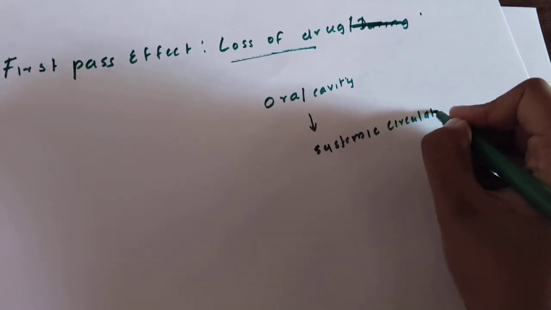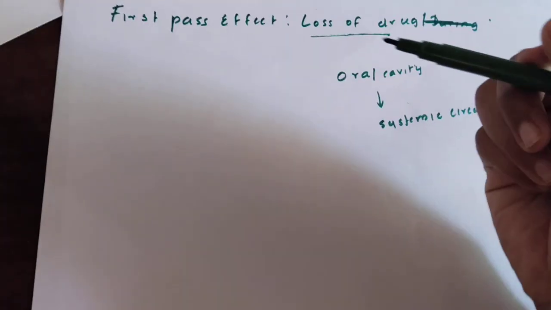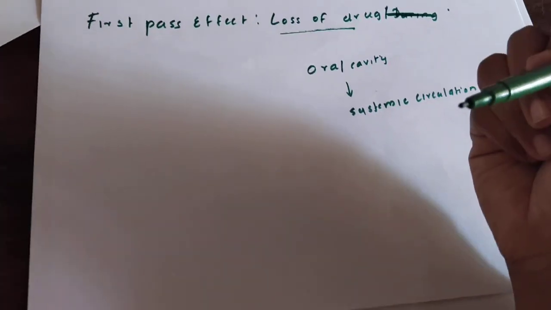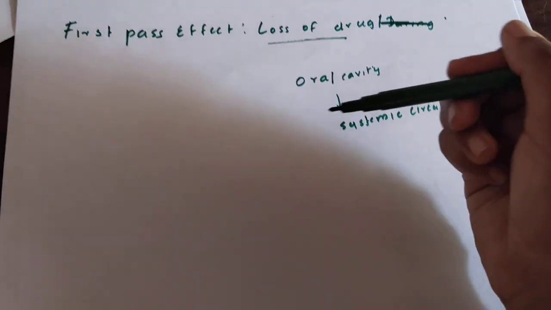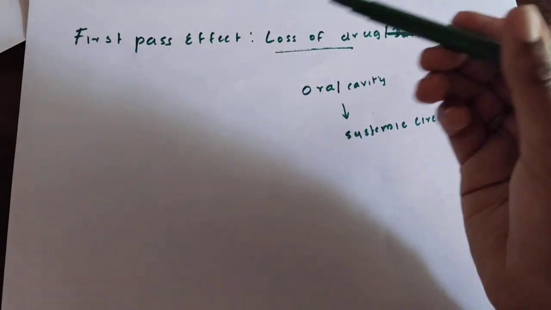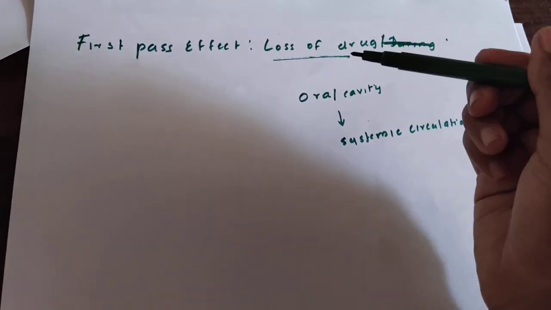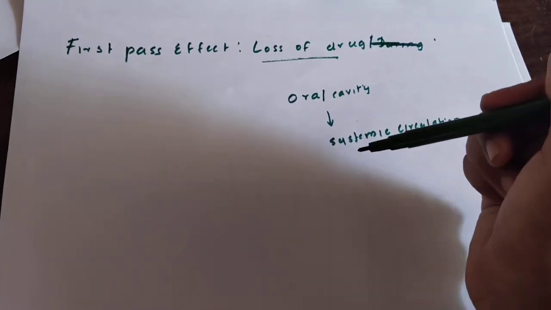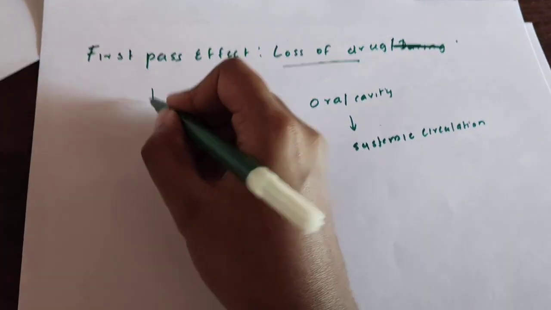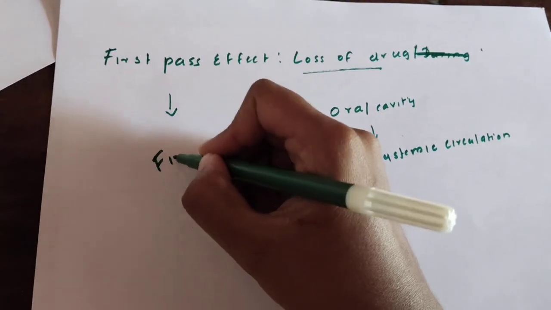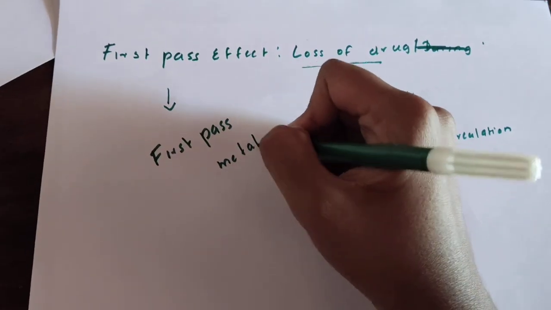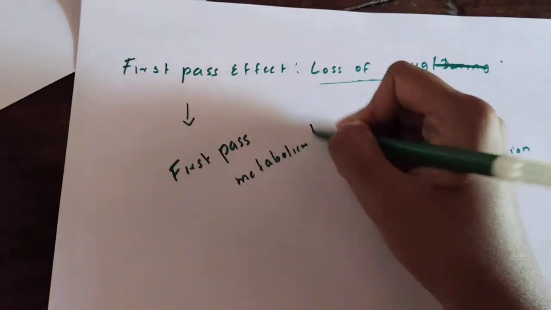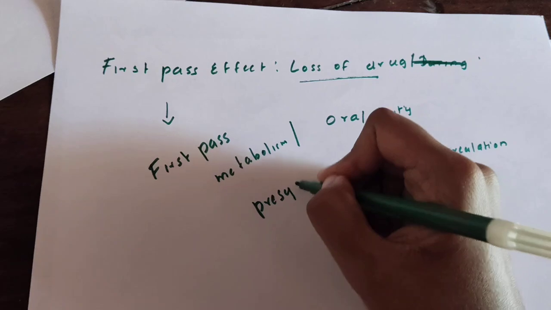We already learned about the changes that happen, because the intestinal epithelium metabolizes some drug and the liver also metabolizes some drug, so only a portion of the drug reaches the systemic circulation. That loss of drug while traveling from the oral cavity to the systemic circulation is called the first pass effect, which we can also call first pass metabolism, or pre-systemic metabolism.